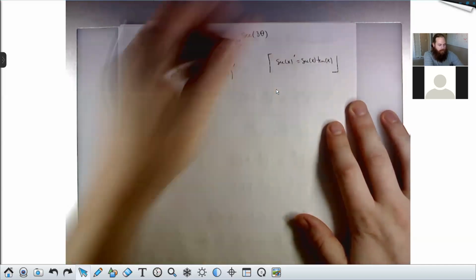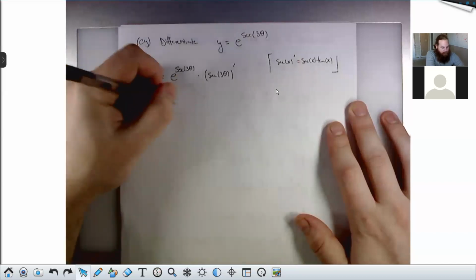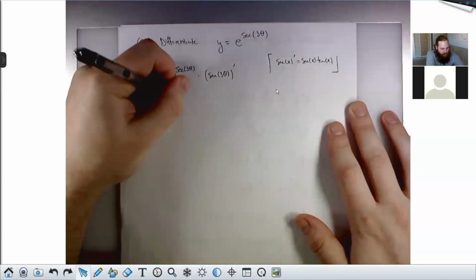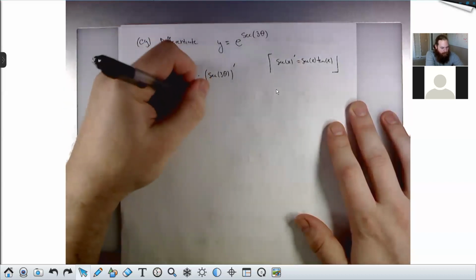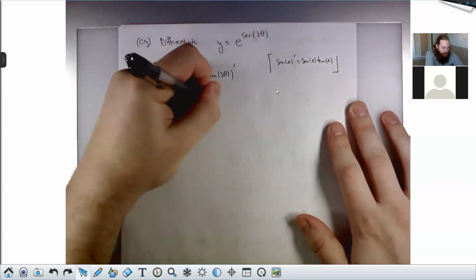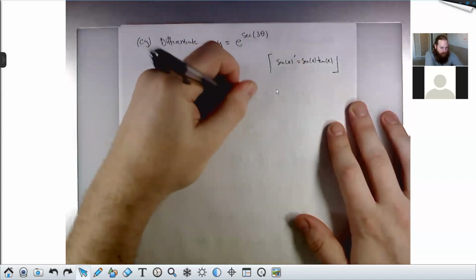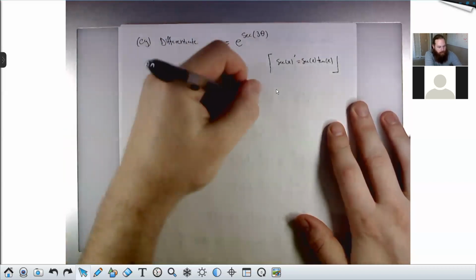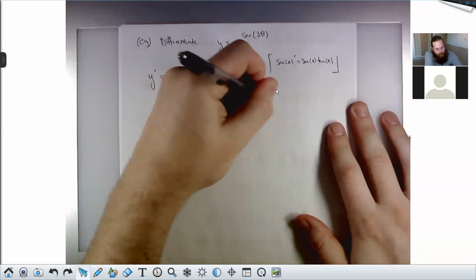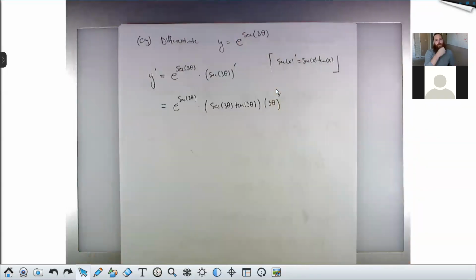So if I'm going to differentiate the secant of 3 theta, I differentiate the outside, the secant. So this e to the secant of 3 theta comes along for the ride. And then the derivative of secant 3 theta should be secant 3 theta, tangent 3 theta. That's the derivative of the outer part, the secant part. And then I multiply by the derivative of the inner. So I'll write that as the derivative of 3 theta, or 3 theta primed.